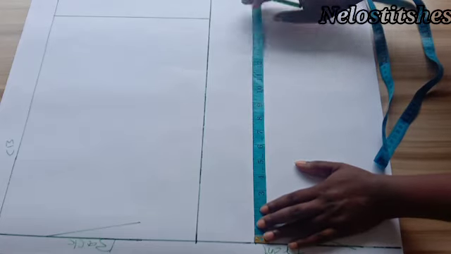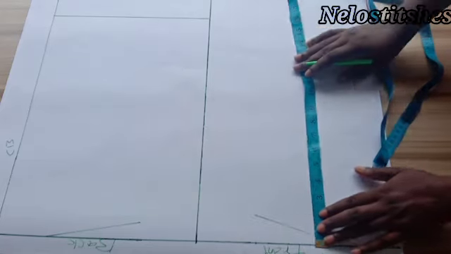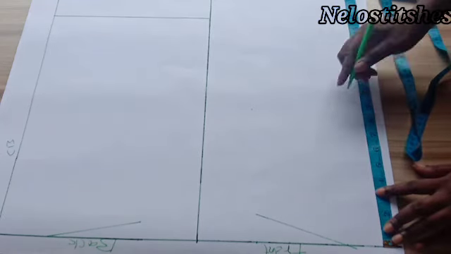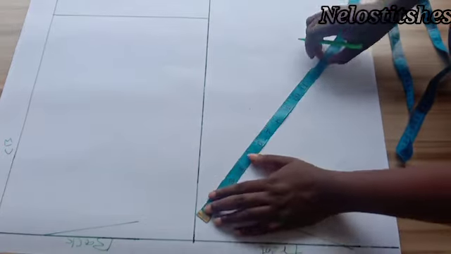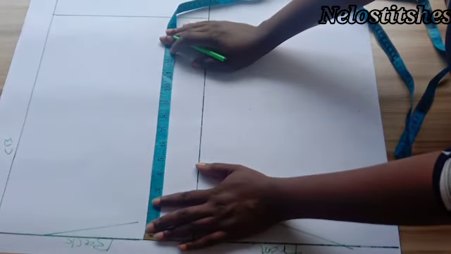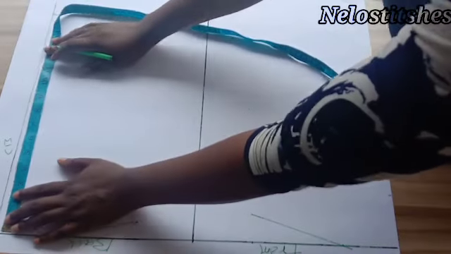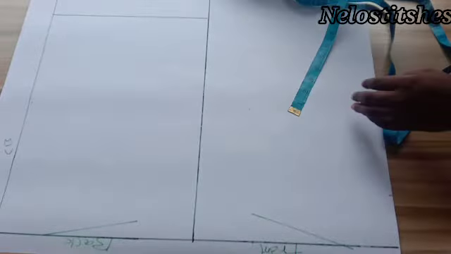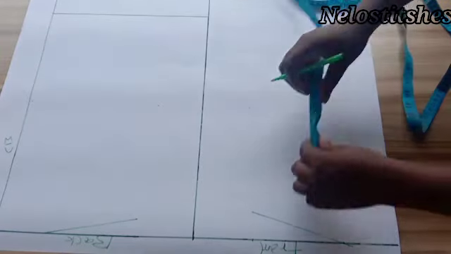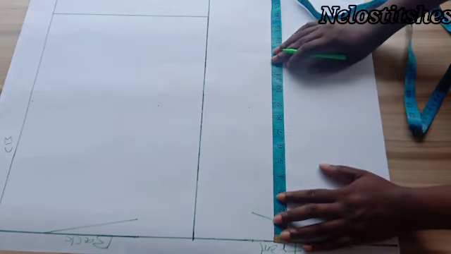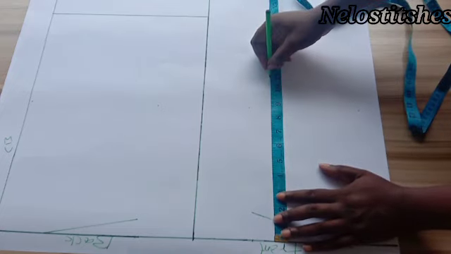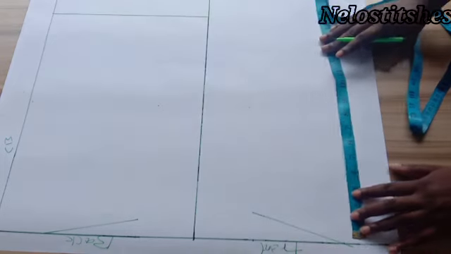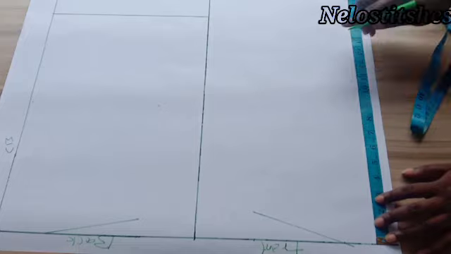Okay, so now I'm going to take my measurement. I'm marking my half armhole line, okay, which is my chest line, 8.5. I'm marking 8.5 for my chest line. Okay, and next I'm going to mark my bust line. I'm using 11 inches for my bust point. So I'll be marking that only on the front panel. I will not be marking it on the back.